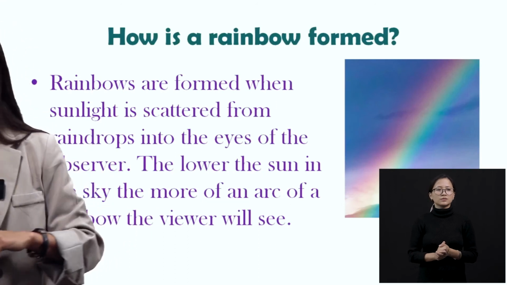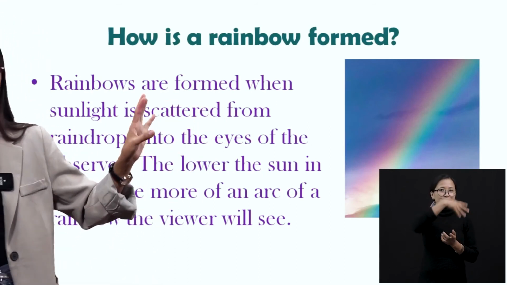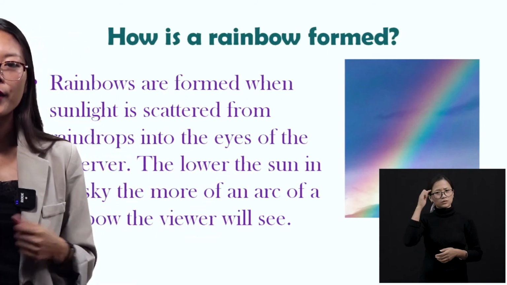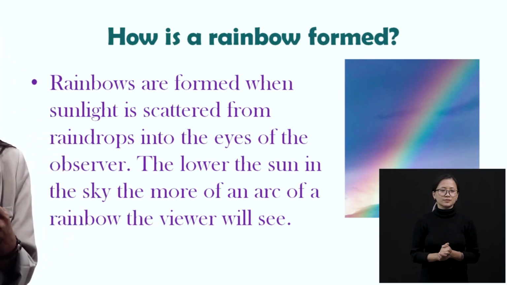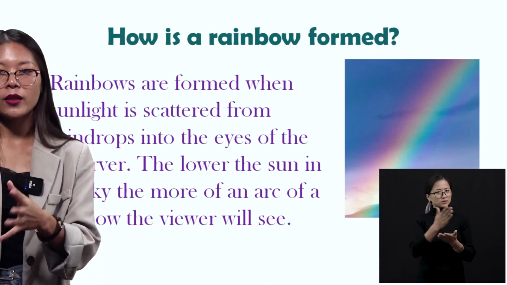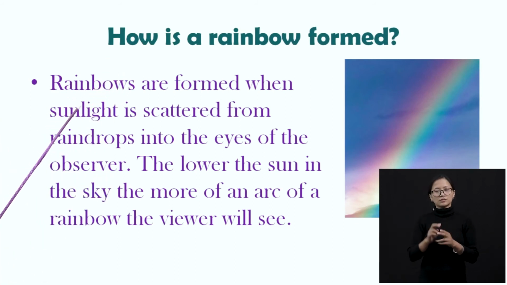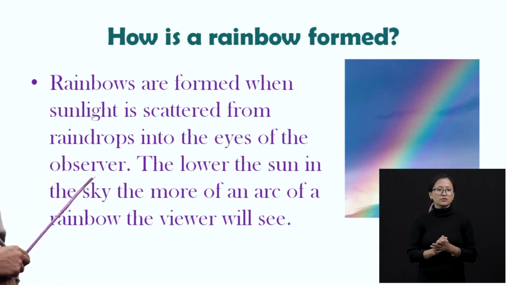Now, how is a rainbow formed? We have all learned the beauty of the rainbow and the colors of the rainbow, but if we don't know how a rainbow is formed, we are learning only half, right? So we will learn how a rainbow is formed. Rainbows are formed when sunlight is scattered from raindrops into the eyes of the observer.